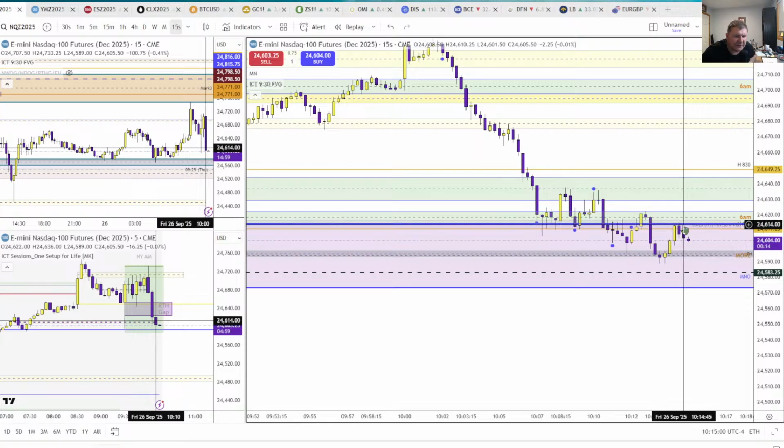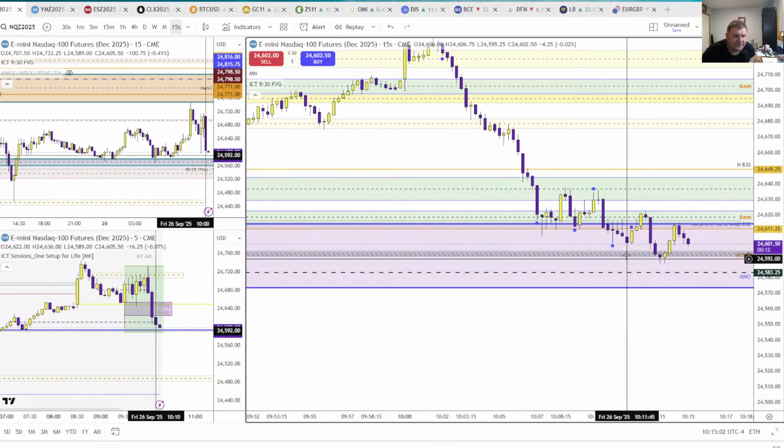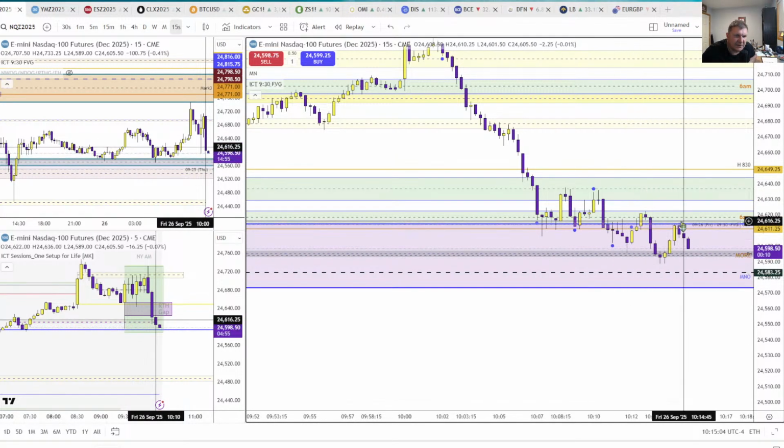The open of that candle. Midnight open range high.